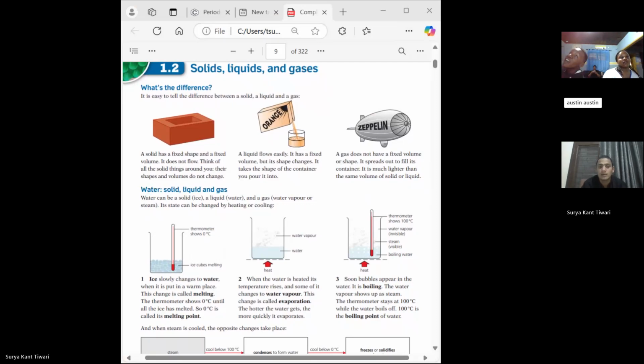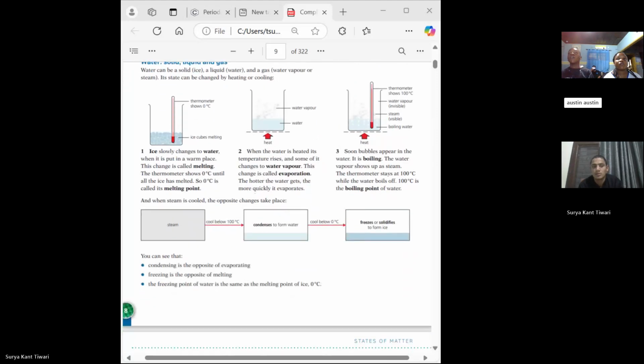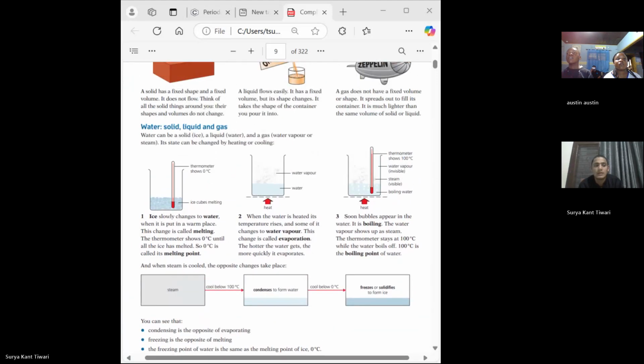A solid has a fixed shape and a fixed volume. A liquid does not have a fixed shape. If you put liquid inside a bottle, it will take the shape of the bottle. A liquid has a fixed volume, solids also have a fixed volume, but gases do not have a fixed volume.